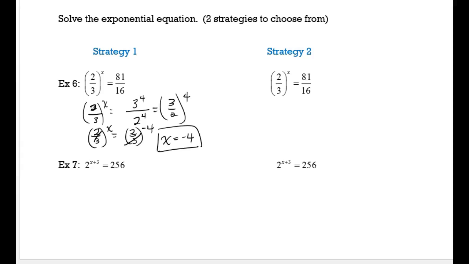Now, I could just rewrite this as a logarithm and say the log base 2/3 of 81/16 equals x. It's a little cumbersome to put in my calculator, but I still get negative 4 when I do that. Okay. Now, what about number 7 here?